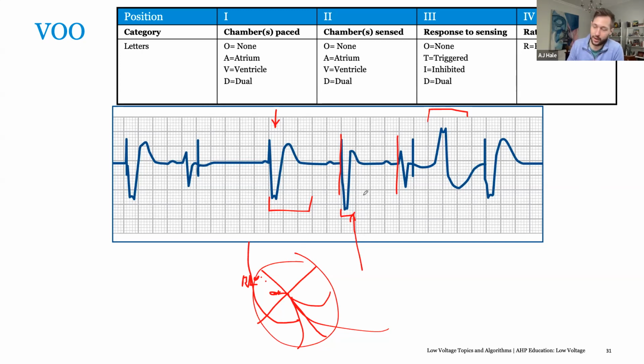So I know this is kind of a roundabout segue, but I got a little distracted here. In general, what we're seeing in VOO, and you'll see a lot of this weird stuff, is one inherent problem with VOO, right? The device doesn't know any better. It just paces 60 beats a minute, if that's how it's programmed, forever. Now, you may ask yourself, why do we choose VOO at all? There could be a number of factors.